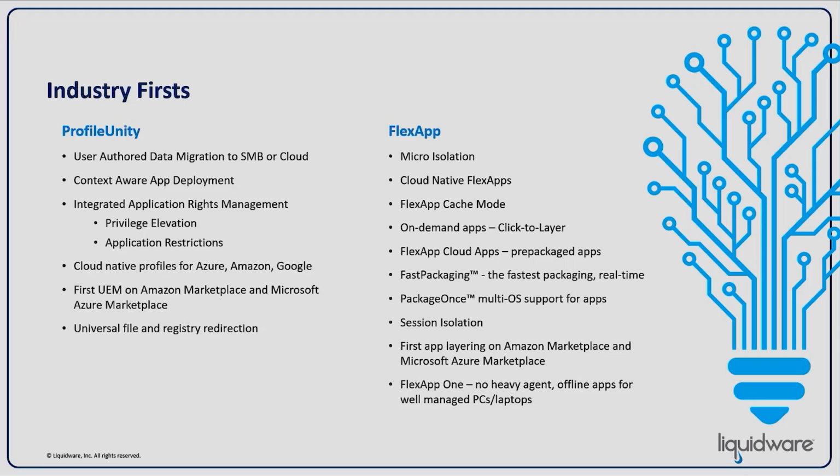But ProfileUnity, some of the industry firsts that we've developed as a leader of innovation in this part of the industry is user-authored data migration to SMB or cloud. We can do that from those folder redirects. We actually have a migration engine that lays underneath that and also reports out to that inventory we mentioned earlier. That context-aware app deployment, the way that we take Flex apps and now any other type of apps, including MSIXs and App-Vs and other things, we were the first to incorporate that directly in our user management.